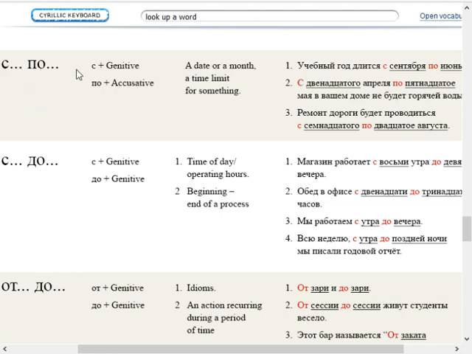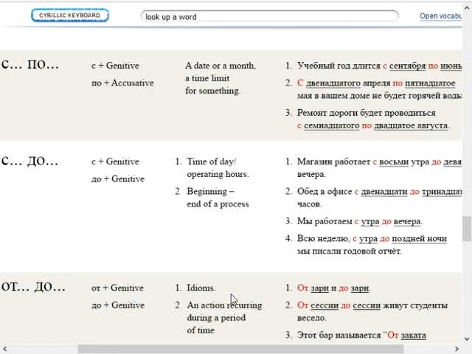С по is similar, but it's for dates. So here it says с сентября по июнь, so from September till June, or also if you're saying from June 11th until June 20th, for example, then you'd use с по for that. So с the 11th, по the 20th. And then от до is more general. От зари и до зари. So like from one moment to another.